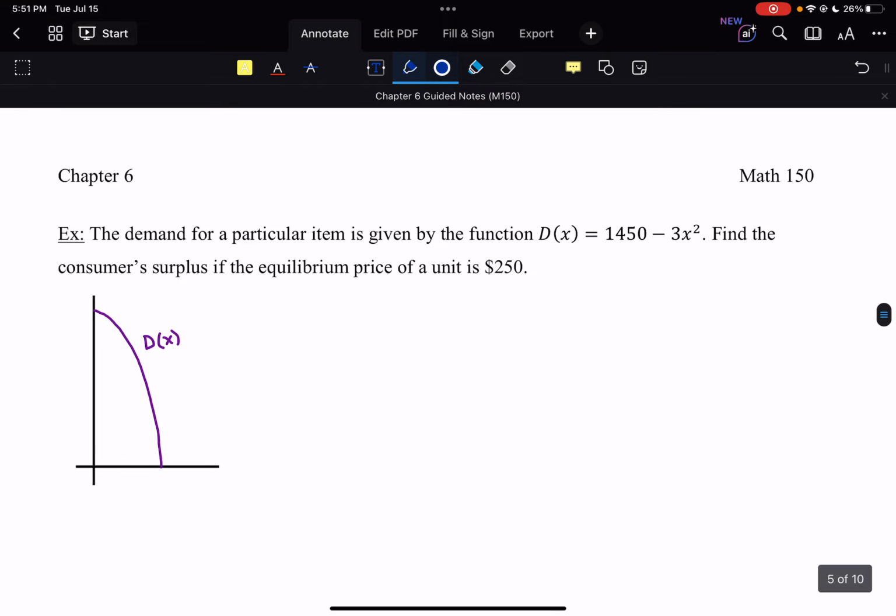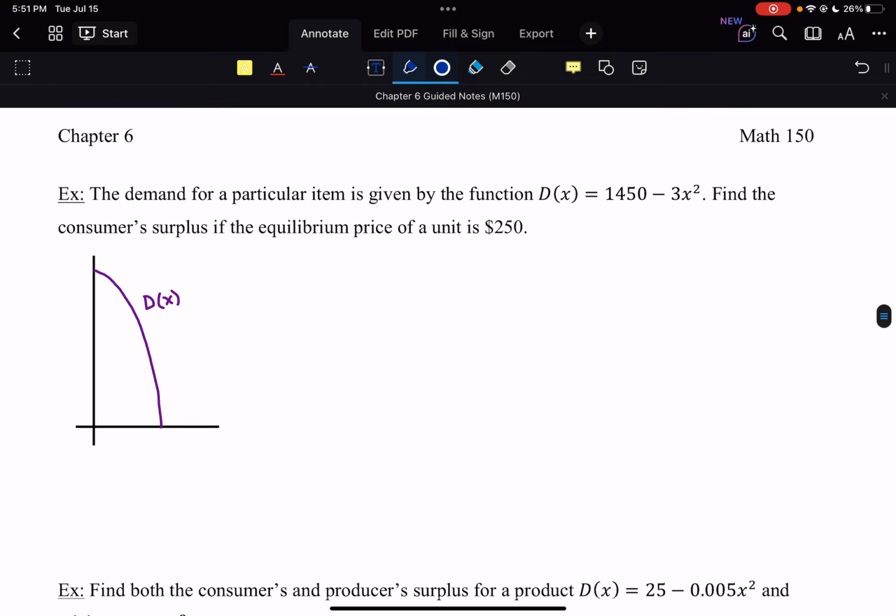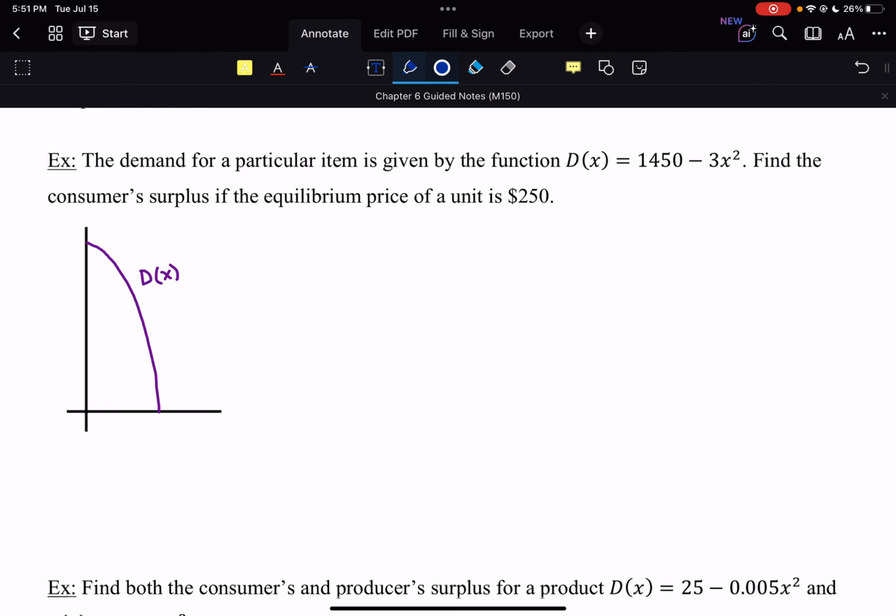So you can see right here in our next example, the demand for a particular item is given by the function d of x equals 1450 minus 3x squared. Find the consumer surplus if the equilibrium price of a unit is $250.